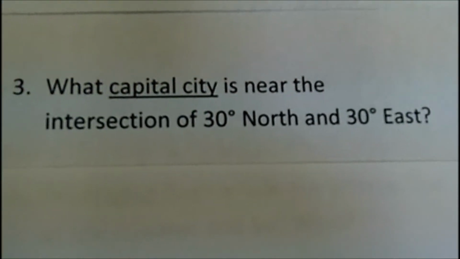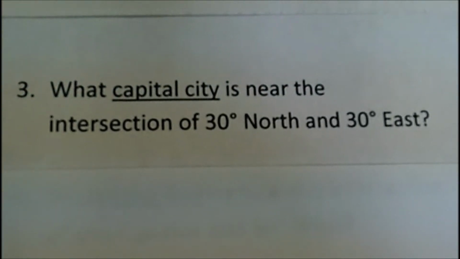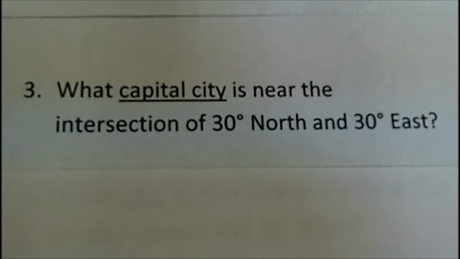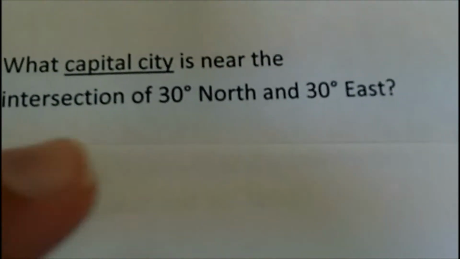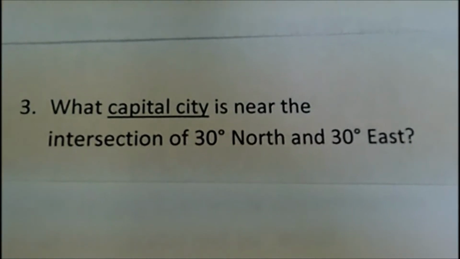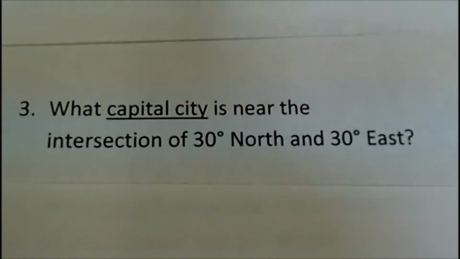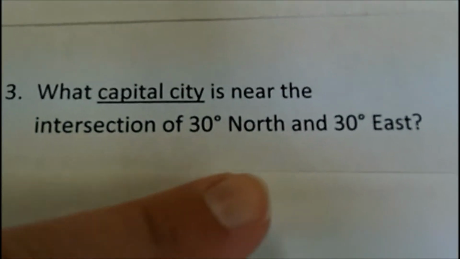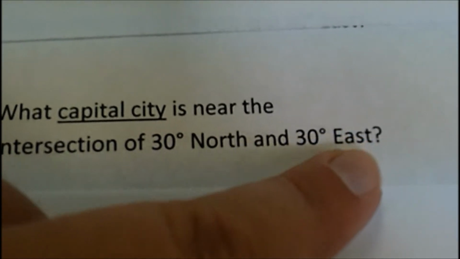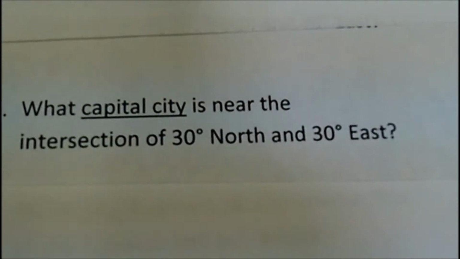The next problem says, what capital city is near the intersection of 30 degrees north and 30 degrees east? Using the cardinal directions of north and east listed in the question, we can narrow down the region where the answer is located. We know it is in the northern hemisphere, or north of the equator, and in the eastern hemisphere, or east of the prime meridian. Let's look at it on a map.